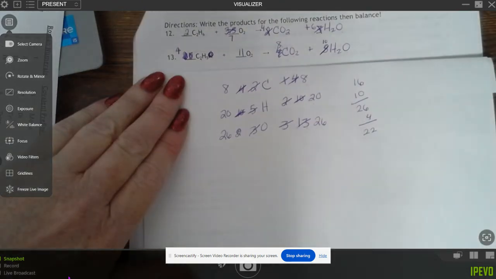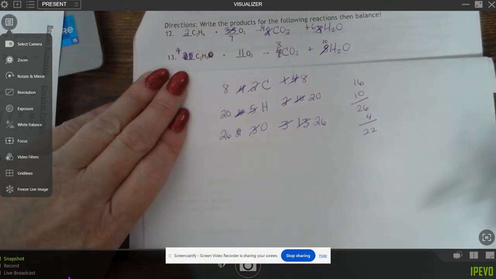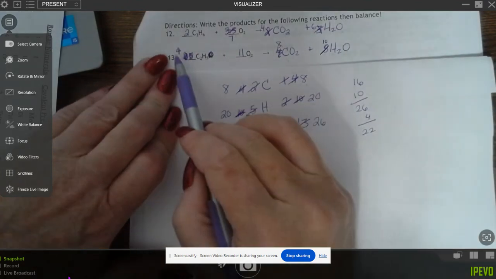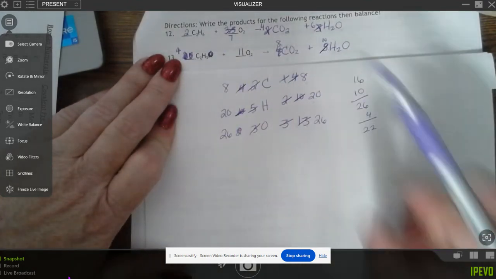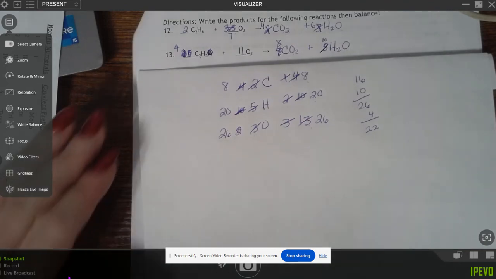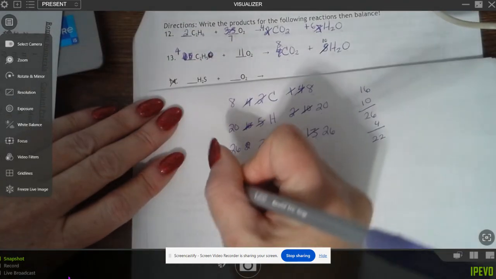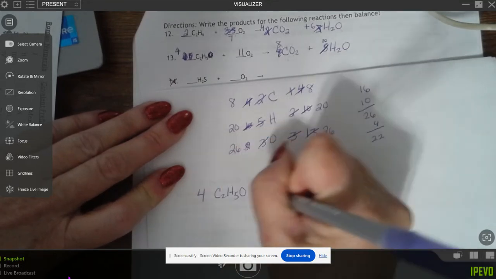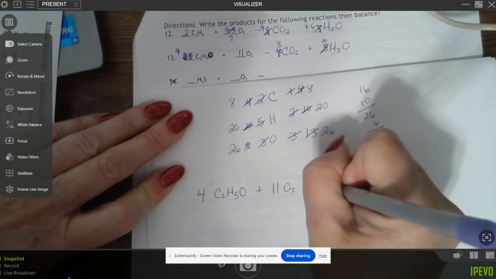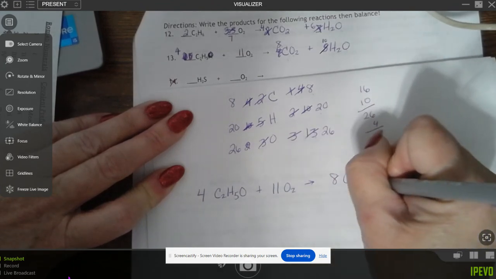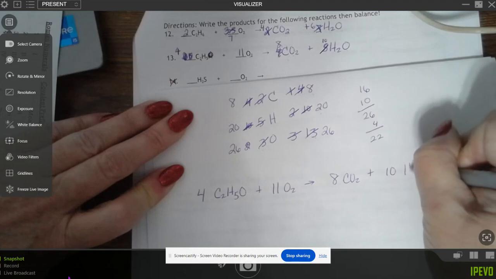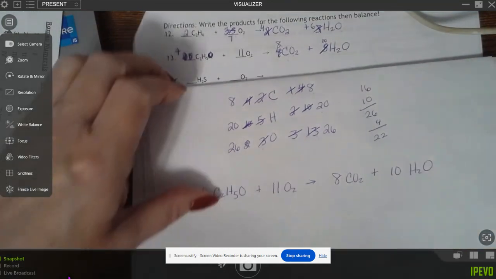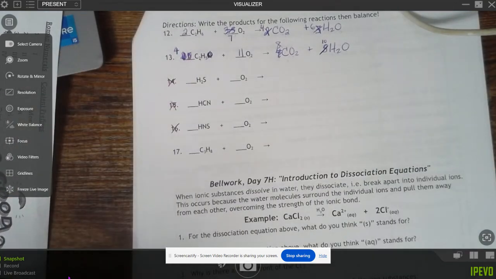And just to check, remember I said sometimes when you get into these cycles you think, what if I went too far? If I look, I've got 4, 11, 8, 10. That can't be simplified, so I didn't go too far. So my equation, let me just write this, is 4C2H5O plus 11O2 produces 8CO2 plus 10H2O. All right, you will not have one that hard on a quiz or a test unless it's worth extra credit.